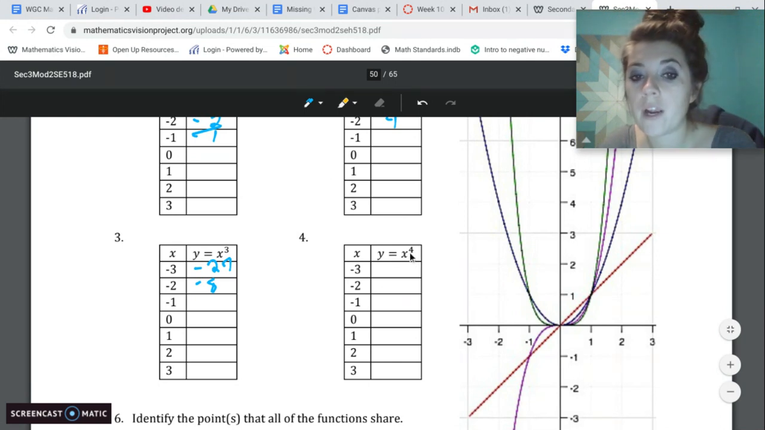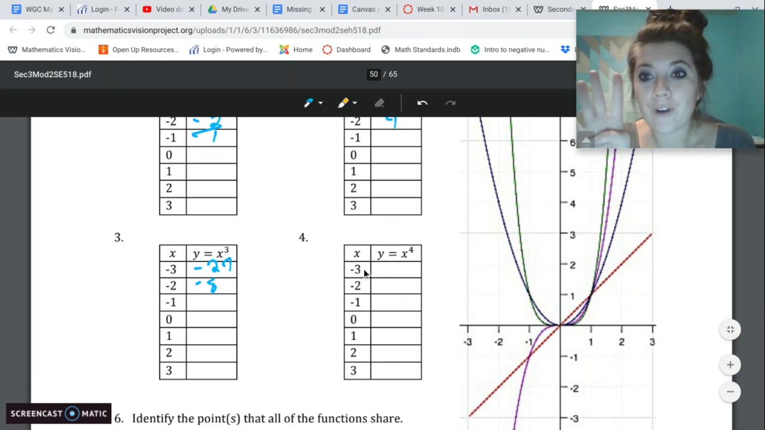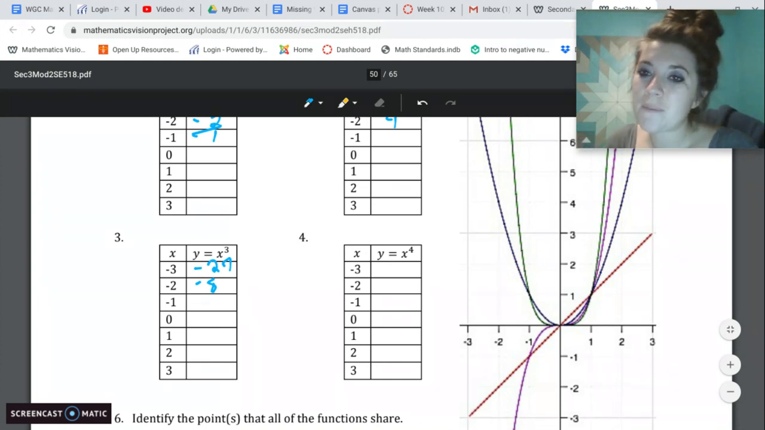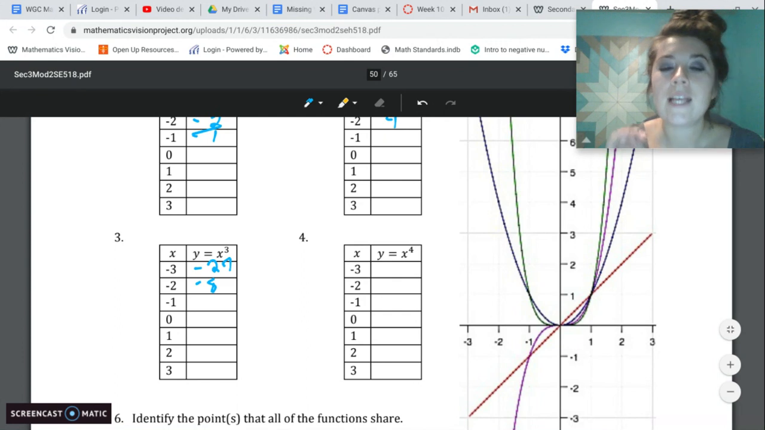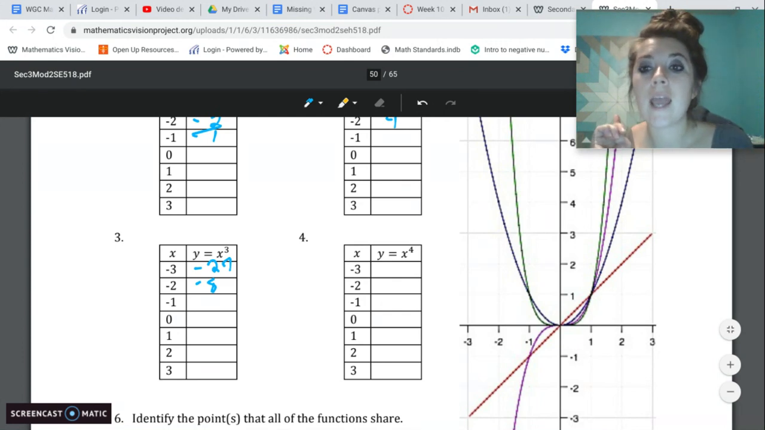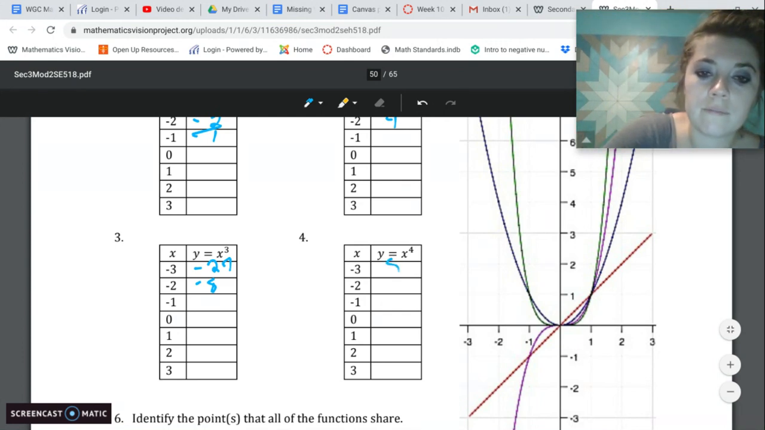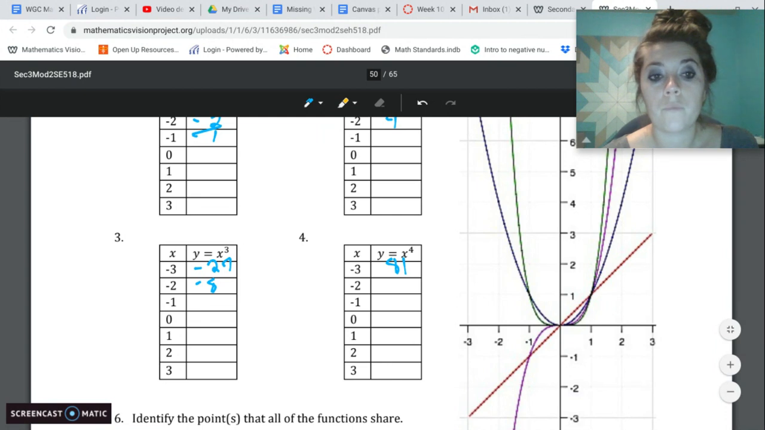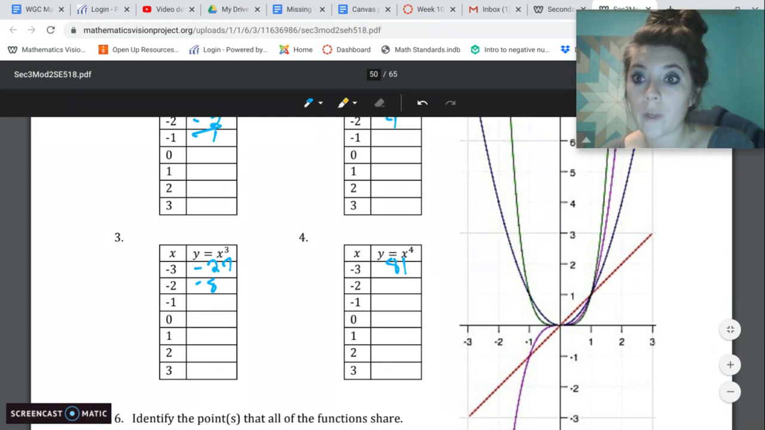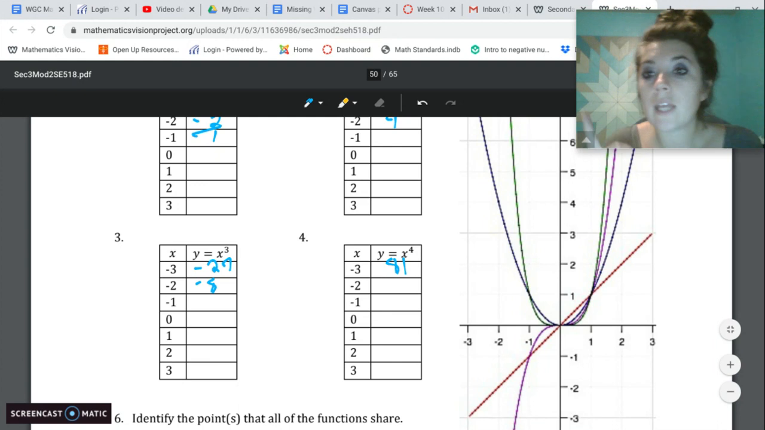X to the fourth power, that means you're multiplying it 4 times. So -3 times -3 is a +9, times a -3 is a -27, times a -3 is a +81. So when you have an even exponent, your answers are going to be even, no matter whether it's negative or positive that are going into it. When you have an odd exponent, if you have a negative number that you plug into there, you're going to get another negative.